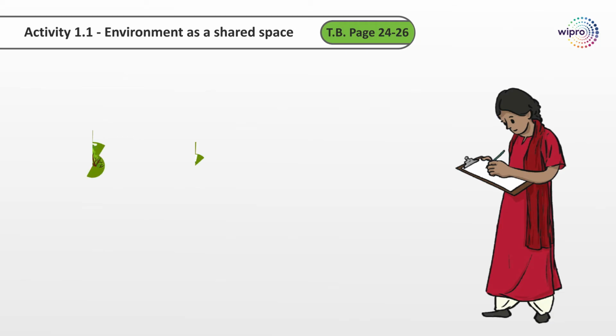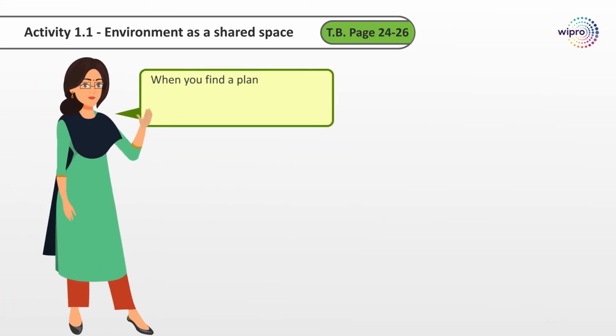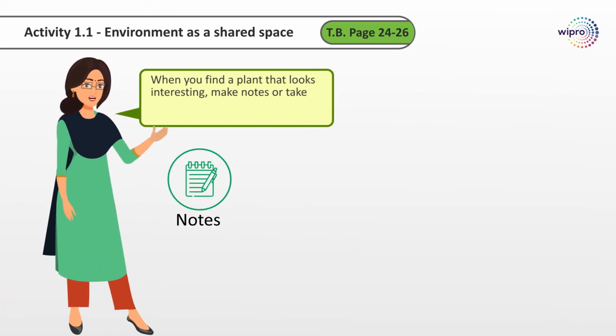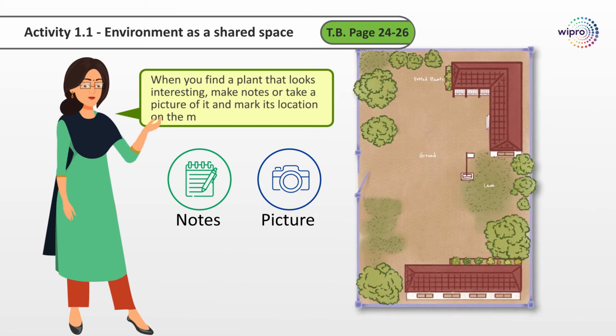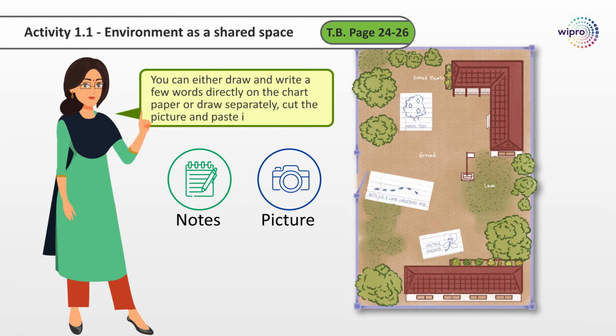Take note of any trees, shrubs, herbs, or climbers that look interesting. When you find a plant that looks interesting, make notes or take a picture of it and mark its location on the map. You can either draw and write a few words directly on the chart paper or draw separately, cut the picture and paste it on the map.